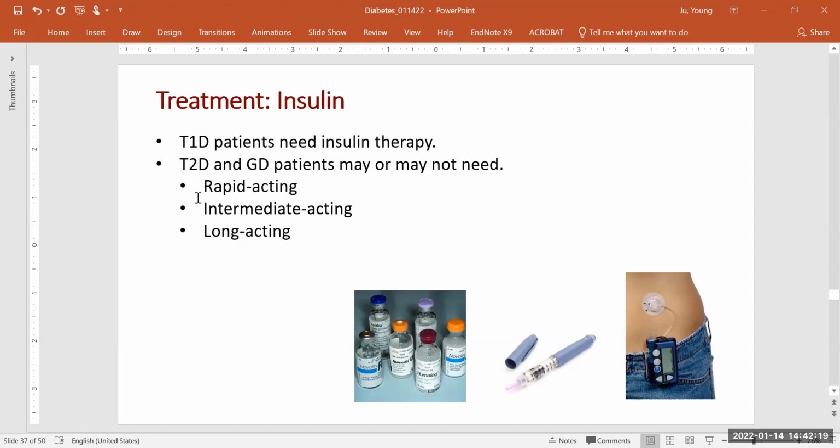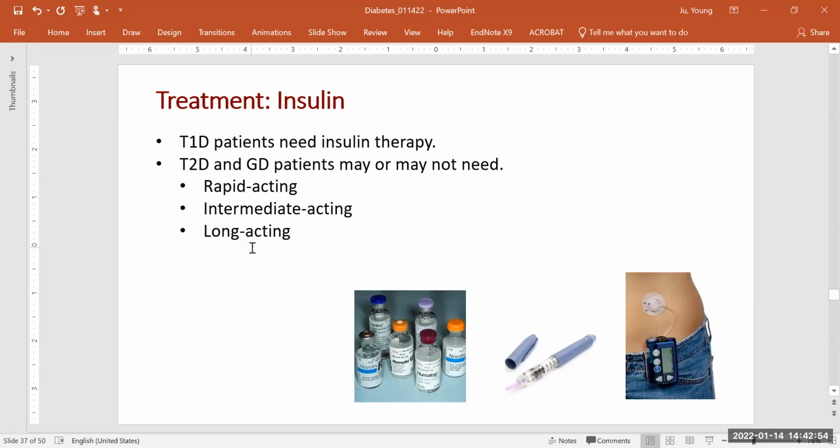Rapid-acting insulin works within 30 minutes after injection and stays in the body for less than 5 hours. Usually the peak time is about 2 hours after injection. Intermediate-acting insulin's effect is detected in about 2 hours, peaks at about 11 hours, and lasts 20 to 29 hours. Long-acting insulin works slowly throughout the day, so you just need one dose per day.